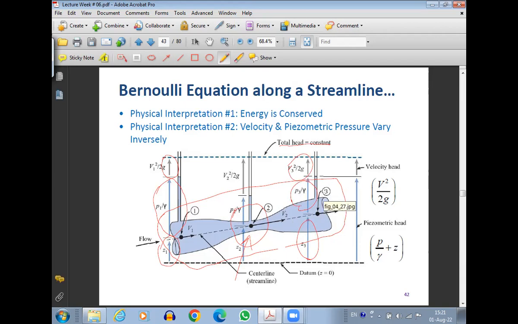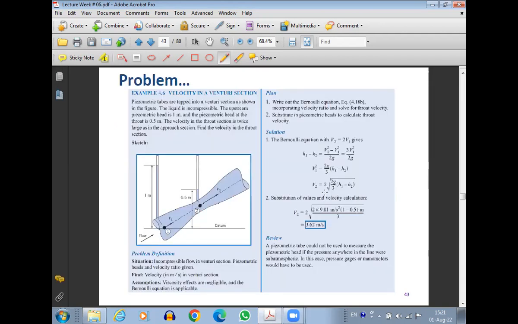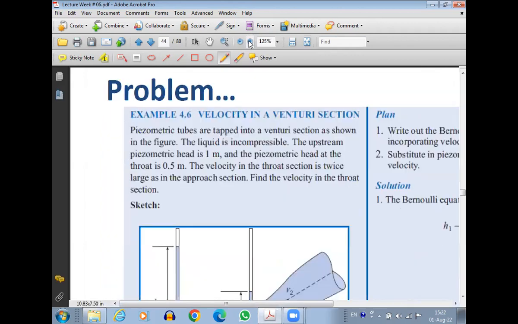So this was just an explanation done over a Venturi meter, and this is still what we did in the last class. Now we're going to apply this knowledge on a numerical here today. So let's see this problem statement.